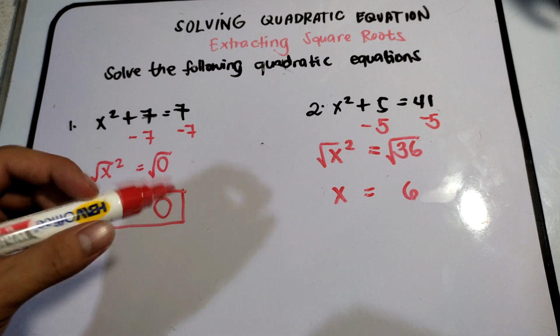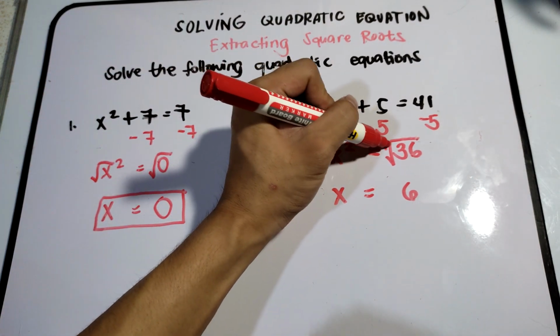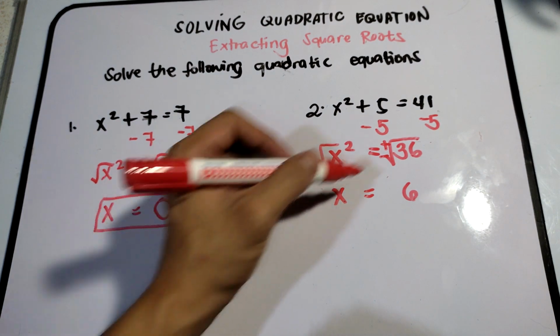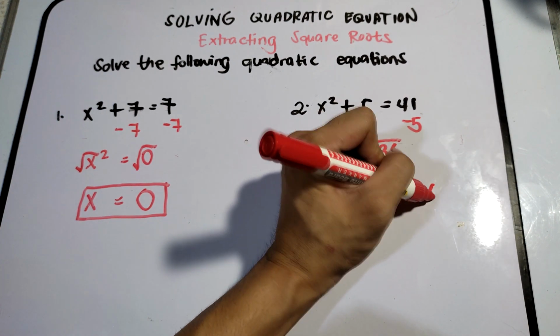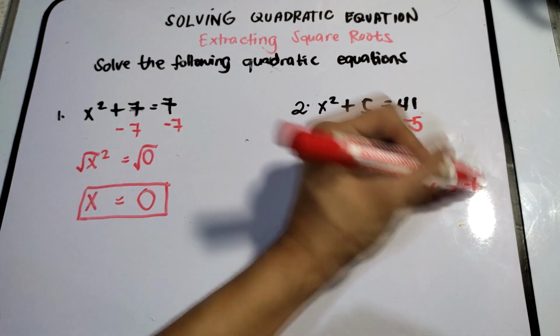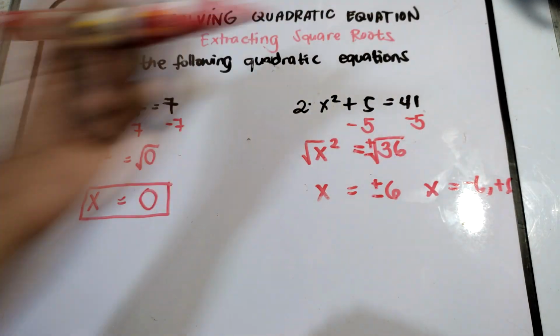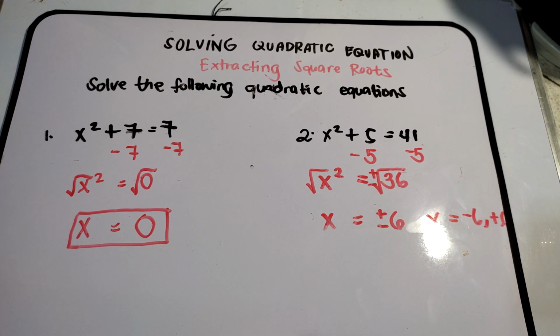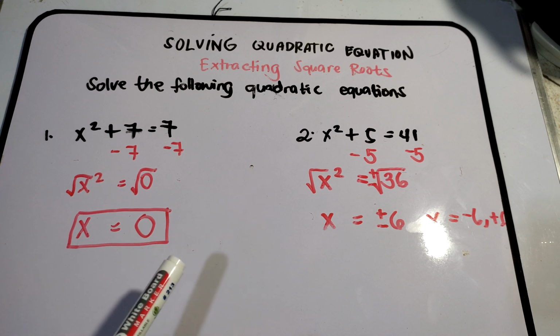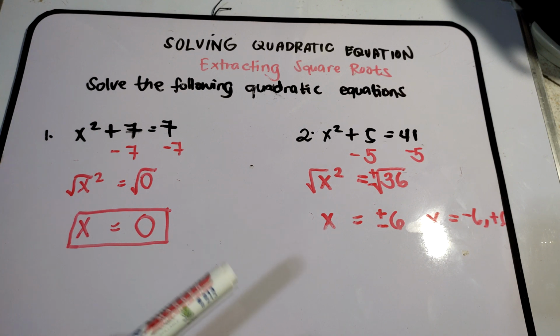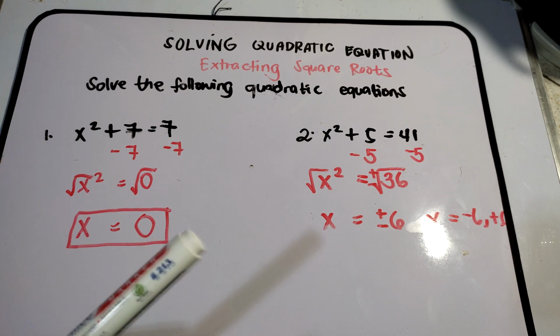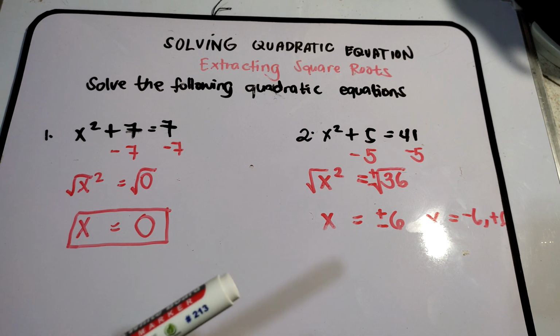But always remember here to put positive and negative. So we will have the answer positive 6 and negative 6. Same with x is equal to negative 6 and positive 6. Sir, bakit hindi ko ginawa yun here sa 0? Because 0 is a neutral number. Walang positive, walang negative. Unlike square root of 36, which is 6, pwedeng negative 6 times negative 6 is 36, and positive 6 times positive 6 is also equal to 36.